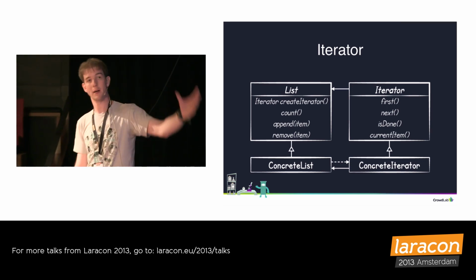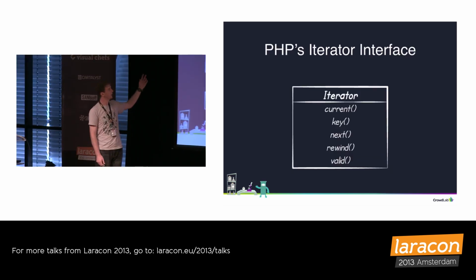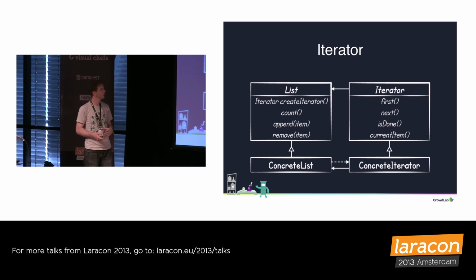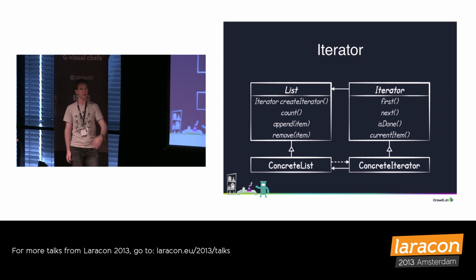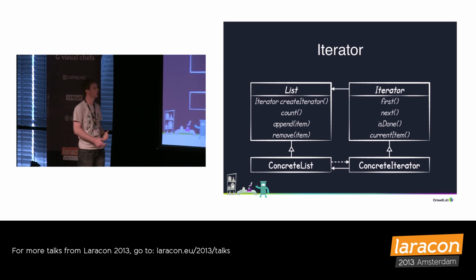So the formal pattern, all the funky dotted lines everywhere. We have a list, we have an iterator. The idea is not to put the iterator code in the list. We don't need to bloat it with all of that extra functionality, but we let the list decide how to create its iterator. The iterator itself simply has how to get to the next item, how to get to the first item, whether we're at the end of the list or not, and what the current item is.